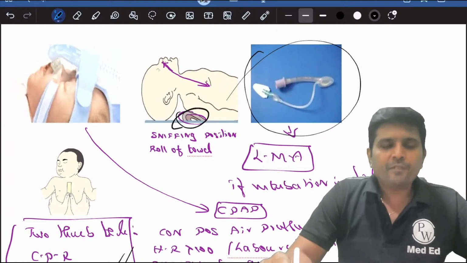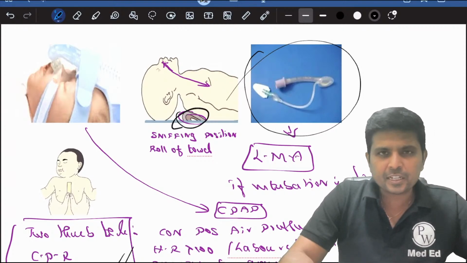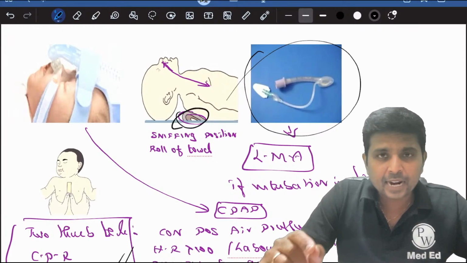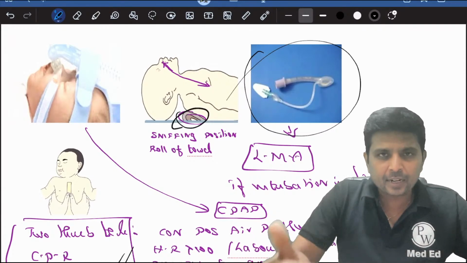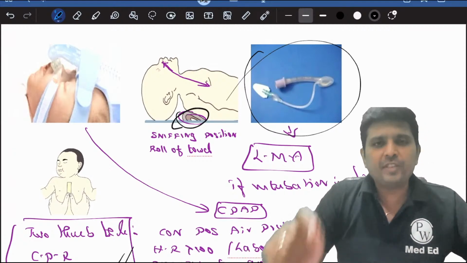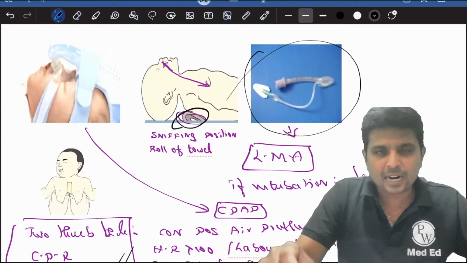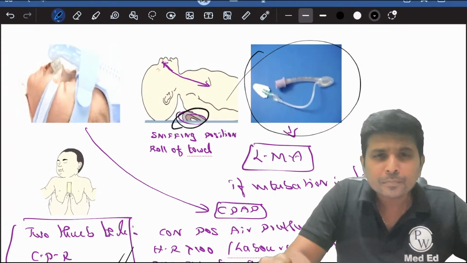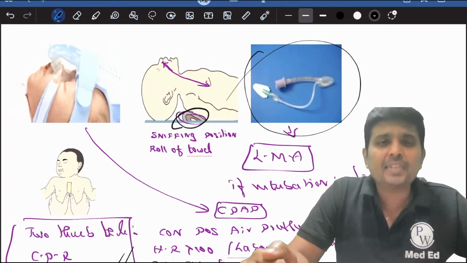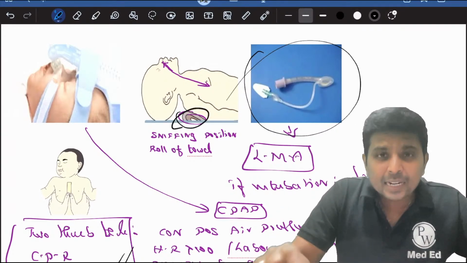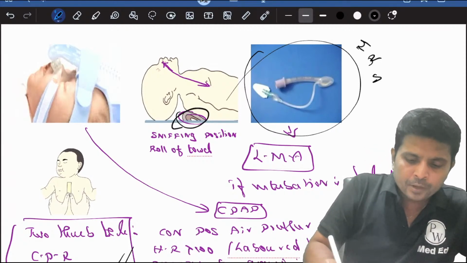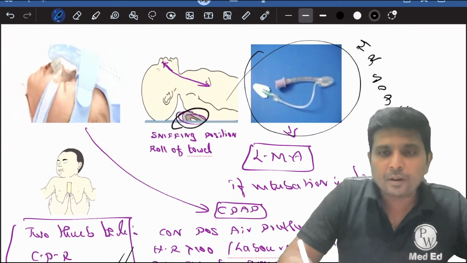So what does it mean? What is the first step in resuscitation? Step one: whenever the child's heart rate is less than 100 but more than 60, that is 60 to 100 per minute, you need to start bag and mask ventilation. At the end of 15 seconds of bag and mask ventilation, you need to assess whether the heart rate is increasing or not. If the heart rate is not increasing, then it means that there is a problem in Mr. SOPA. What is Mr. SOPA?